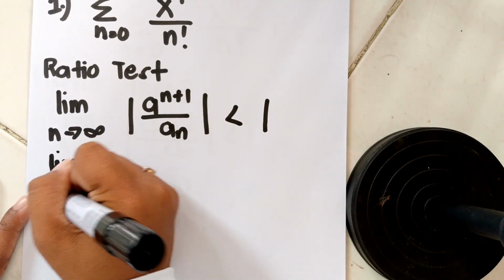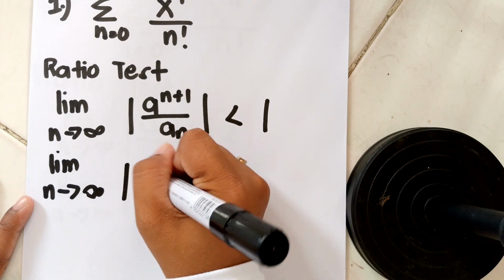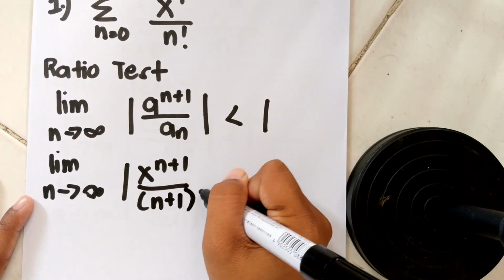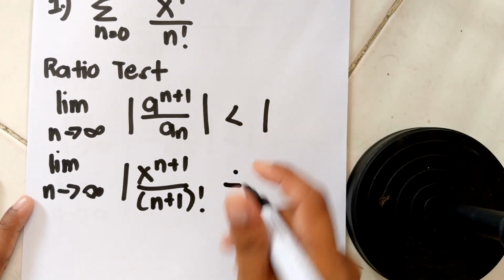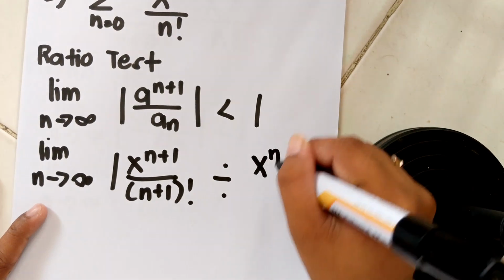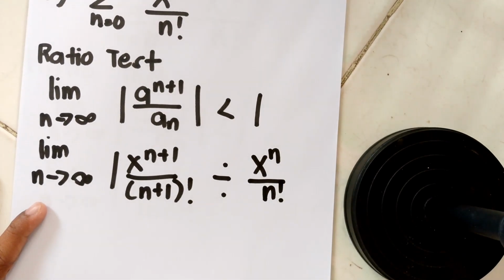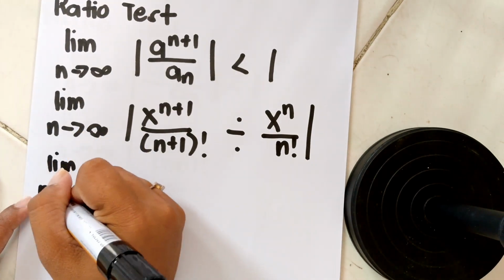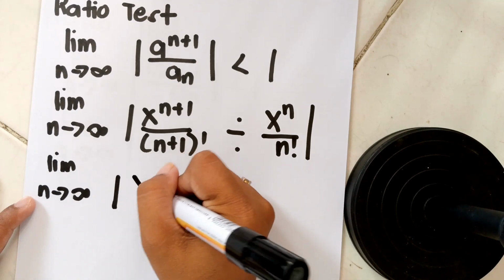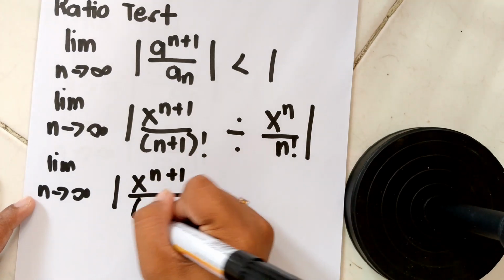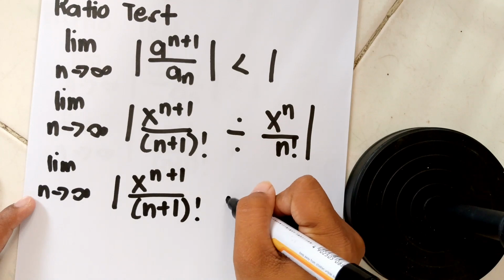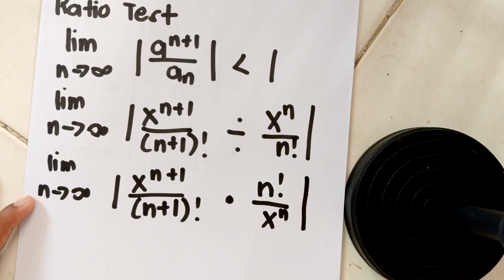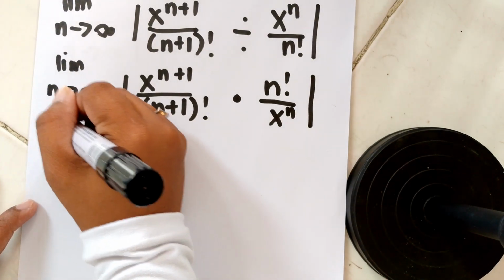Substitute the values of the given series. It will become the series of x raised to n plus 1 over n plus 1 factorial divided by the value of our given, which is x raised to n over n factorial. Next, we need to cross multiply, but first we need to get the reciprocal of the other function. The limit as n goes to infinity is equal to x raised to n plus 1 over n plus 1 factorial times the reciprocal of the function, n factorial over x raised to n.